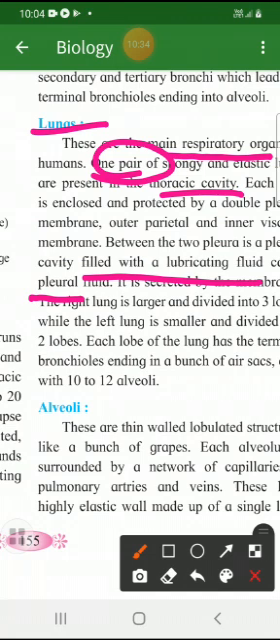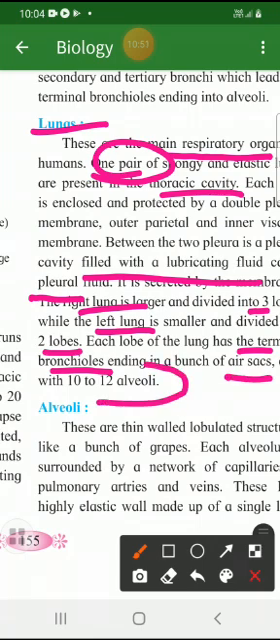So how many lobes are there in the lungs? The right lung is divided into 3 lobes while the left is divided into only 2 lobes. Lungs के अंदर जो bronchioles थे, मतलब आपके tertiary और quaternary terminal bronchioles, they end in air sacs. Those air sacs are called alveoli. Somewhere around, every bronchiole has got 10 to 12 alveoli.